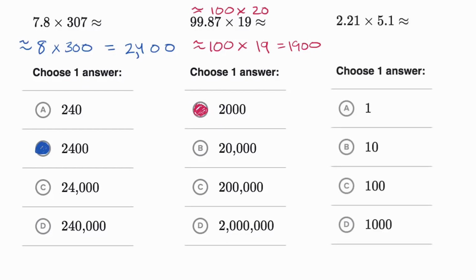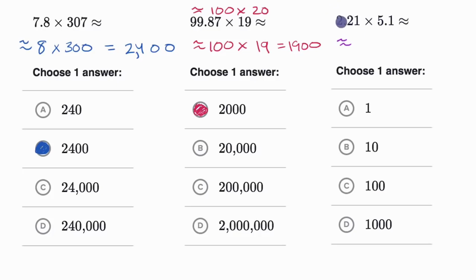So here, we are asked to multiply 2.21 times 5.1, and we want to know what it approximately equals. So once again, we are estimating. So pause this video and try to figure it out. Well, we're just going to do the same thing we did in the last two examples. First of all, this is hard to do in my head.